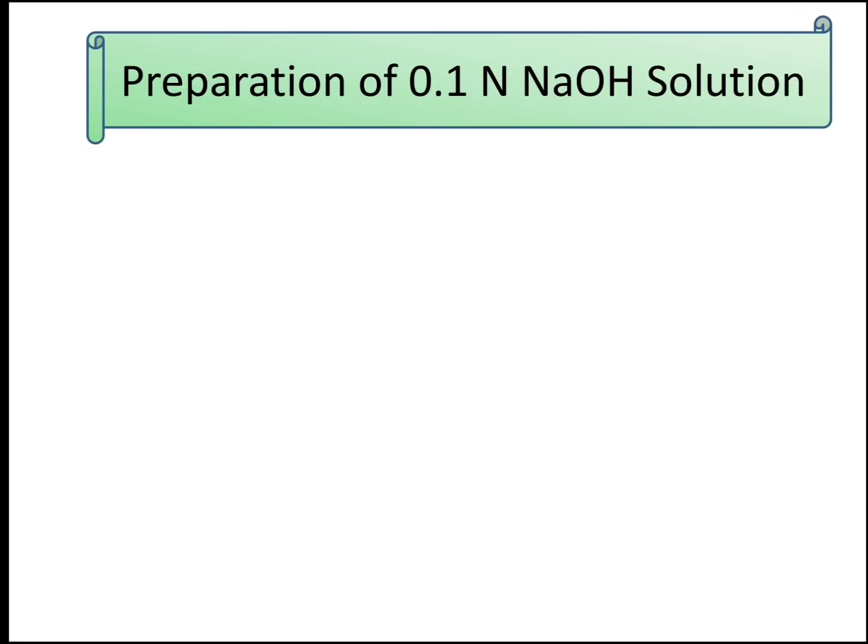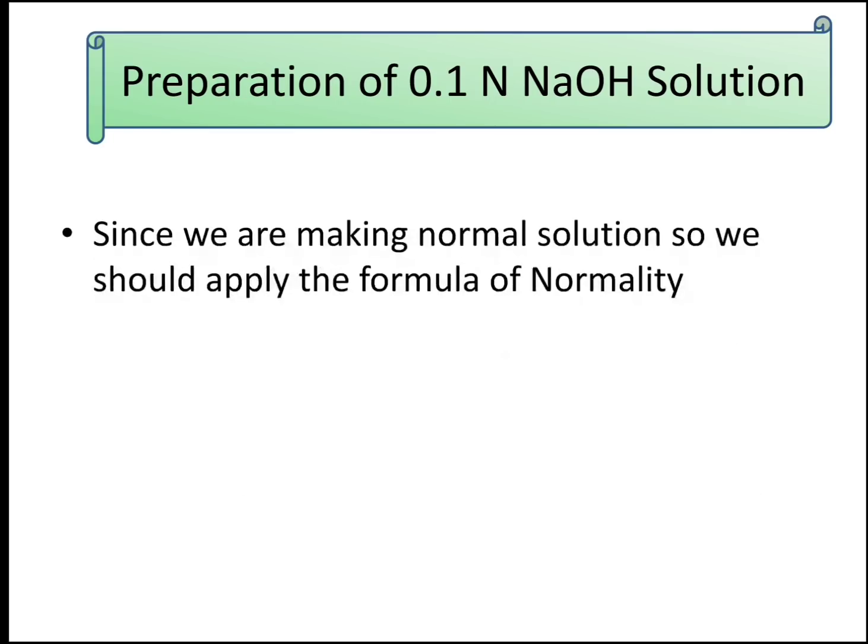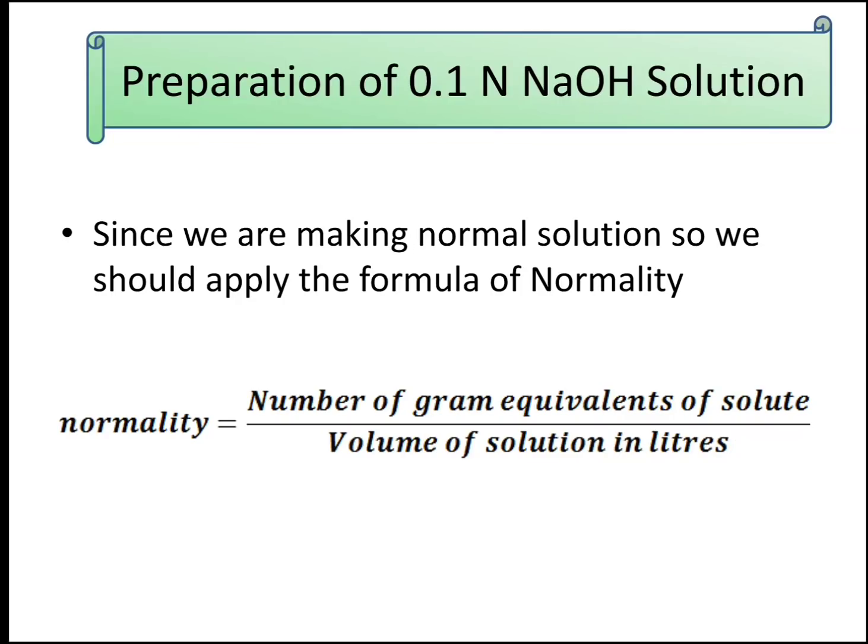Preparation of 0.1 normal sodium hydroxide solution. Since we are making a normal solution, we should apply the formula of normality. Let's see the equation. Normality is equal to the number of gram equivalents of solute divided by the volume of solution in liters. The equation is very important for preparation. We require gram equivalents, so first of all we need to calculate the gram equivalents and then prepare the normal solution.